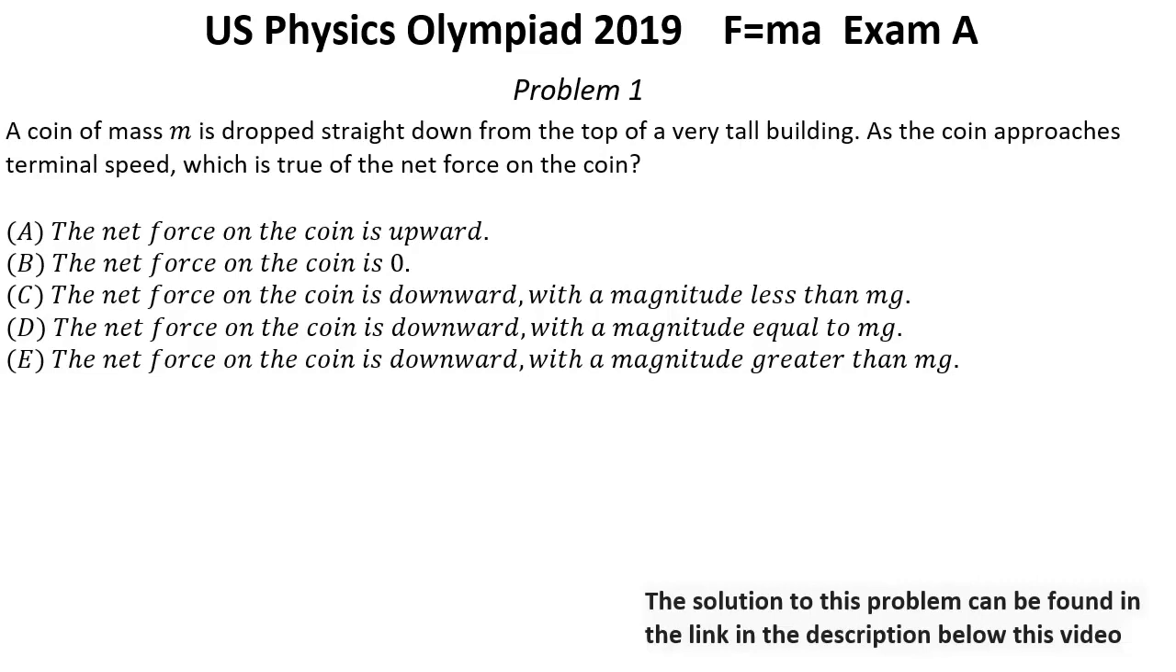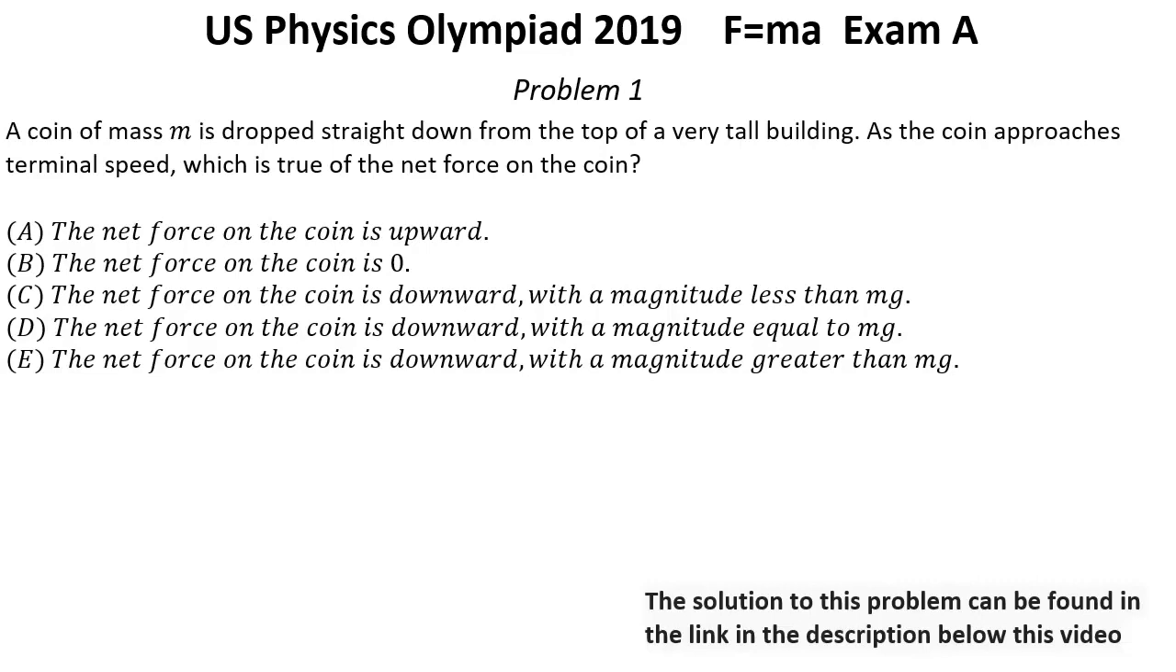Problem number 1. A coin of mass m is dropped straight down from the top of a very tall building. As the coin approaches terminal speed, which is true of the net force on the coin?